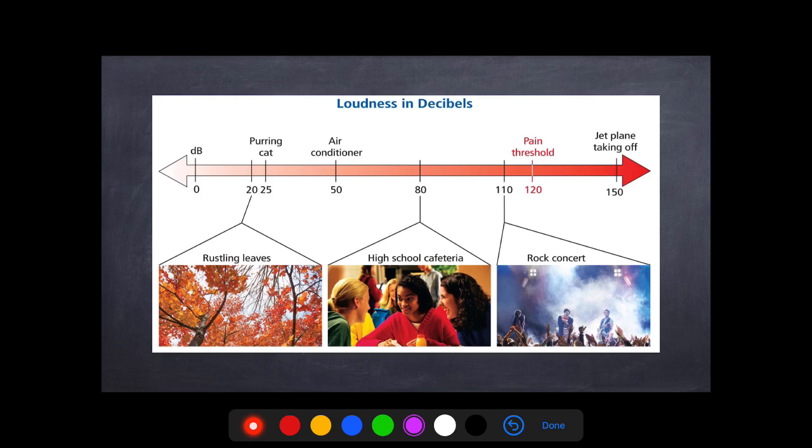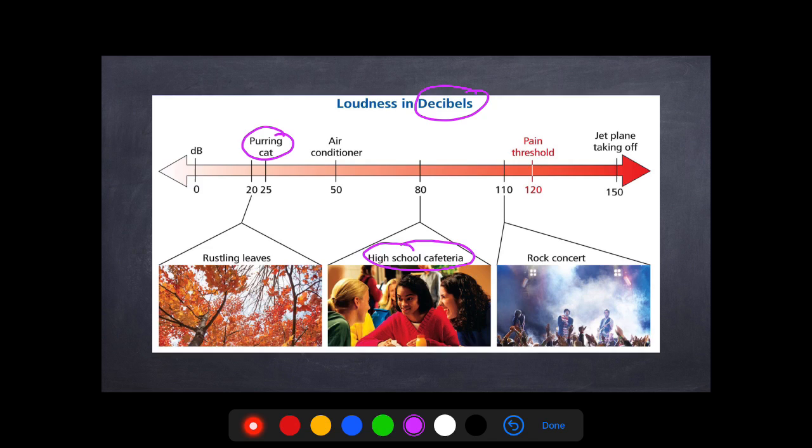So here's a chart or a graph that tells you how loud certain things are. Loudness is measured in decibels. Around 20 decibels is the rustling of the leaves, which we can hear on a windy day. Close to that is the purring of a cat. So those things are pretty quiet.